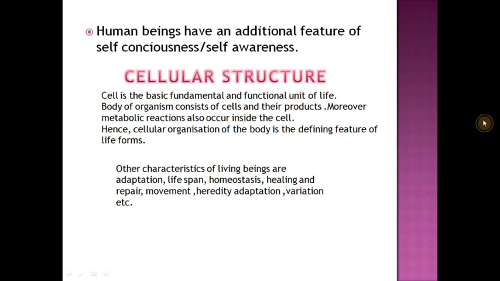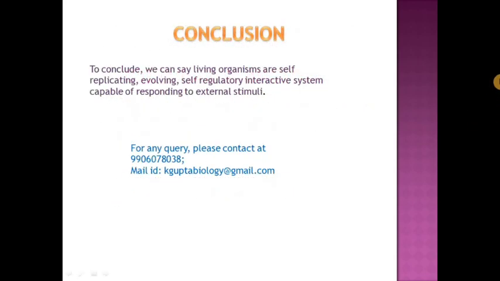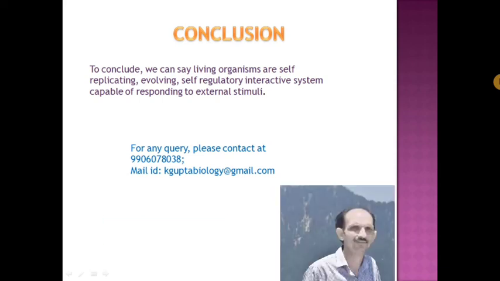These are other characteristics. To conclude, we can say that living organisms are self-replicating, that is, they reproduce themselves, and evolving. They show metabolism, they are a self-regulatory interactive system, that is, they show homeostasis, and they are capable of responding to external stimuli, that is, they show consciousness and responsiveness, and so on. So that is all about the characteristics of the living organism.